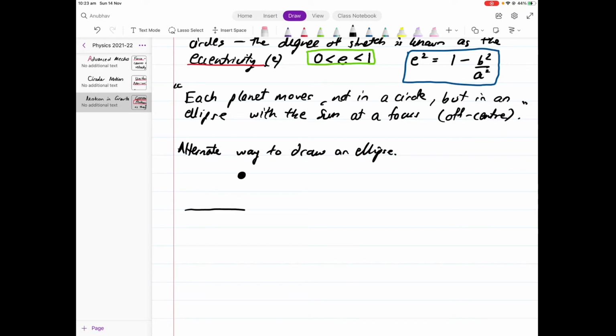If you want to draw an ellipse, this is another alternative definition for what an ellipse is. An ellipse can also be defined as the distance from the two foci is a constant. So if I have one focus here, let's make it green just to keep it the same as what we did before. If I have two foci here and I've got the planet here, that's another way to define an ellipse.